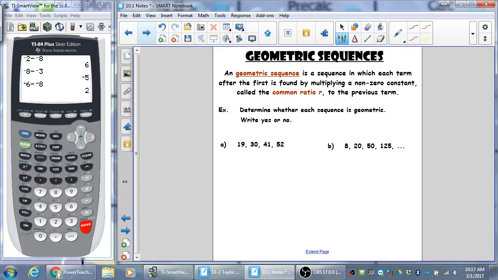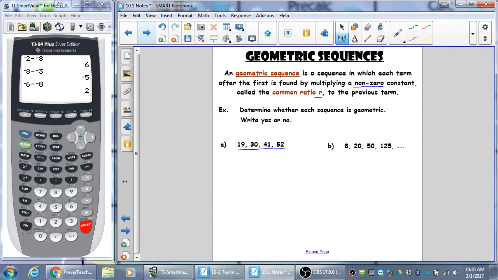Geometric sequence. All right, so arithmetic, you add to the previous term to get the next one. You always add the same thing. A geometric sequence, you multiply to get the next term. A geometric sequence is a sequence in which each term after the first is found by multiplying a non-zero constant, called the common ratio, which we label R, to the previous term. Don't multiply by 0. That's not geometric. You'd get all zeros. Determine whether each sequence is geometric, yes or no.